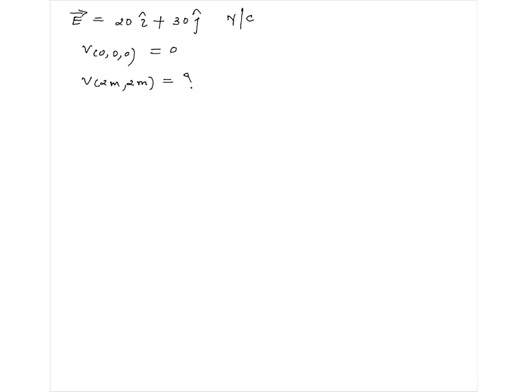Can you try this on your own? So if it's minus 100 volts, let me see. Minus 100 volt. If anybody has any questions or problem, then let me know. Okay.